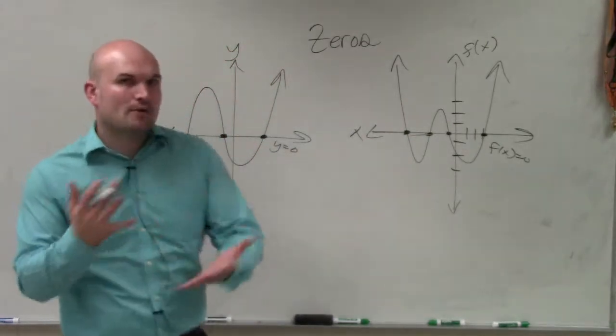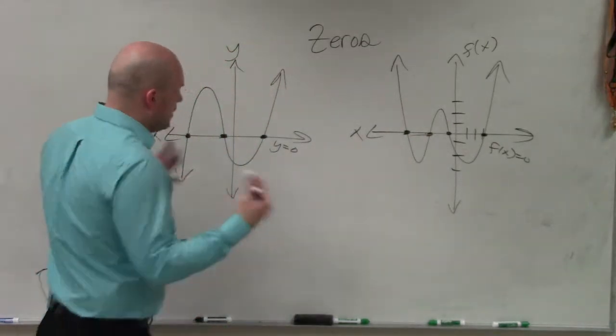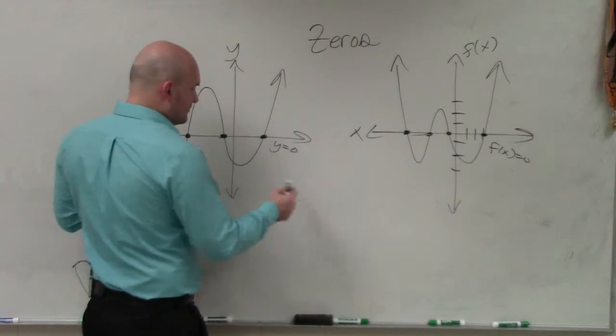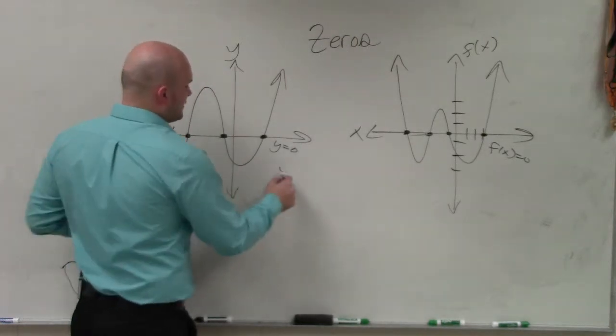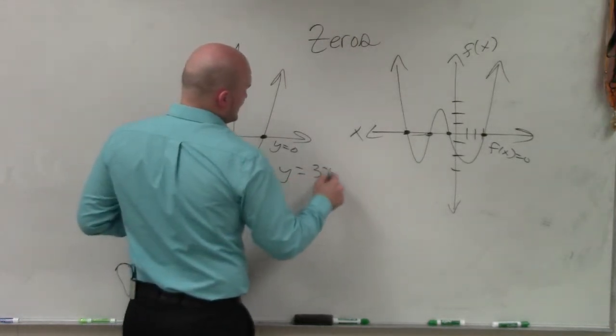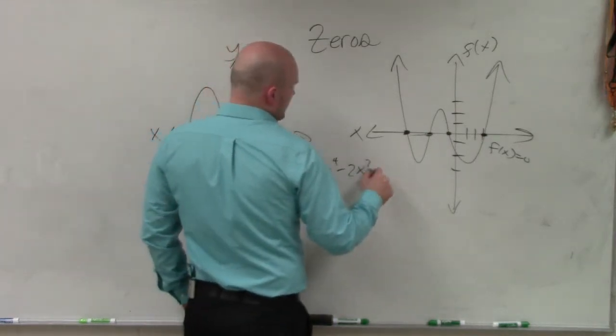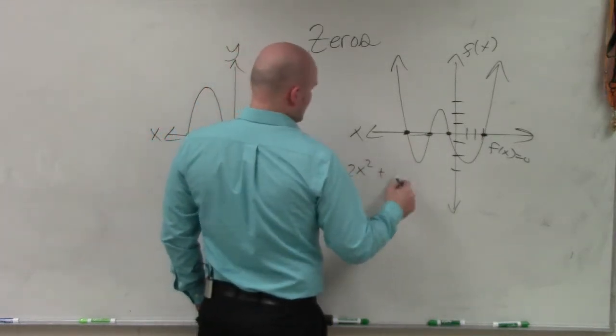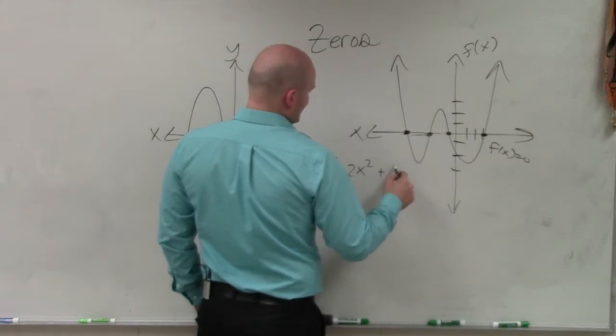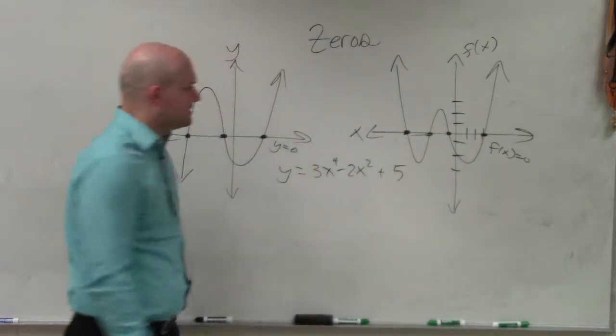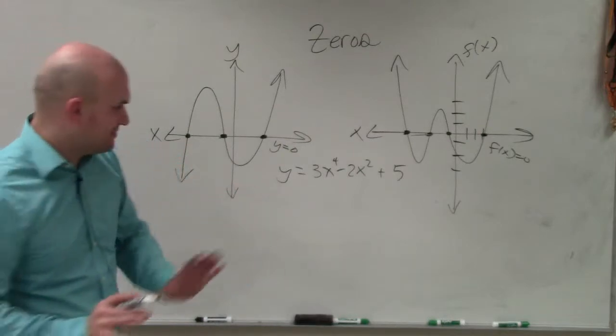Now, how do we go about this with equations? For instance, if we have an equation y equals 3x to the fourth minus 2x squared plus, I don't know, 5, or something like that. I'm making up a problem, so please don't try to solve it.